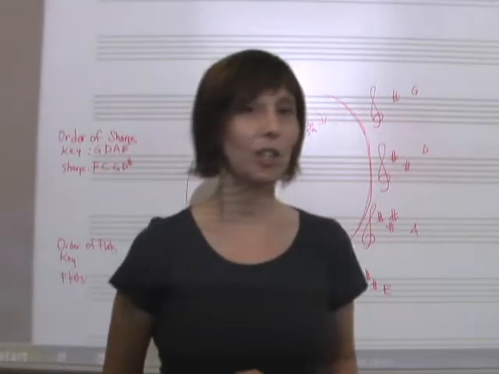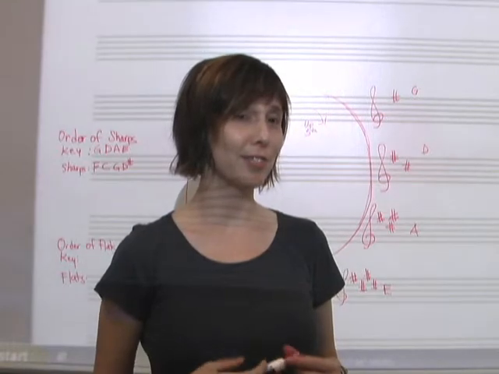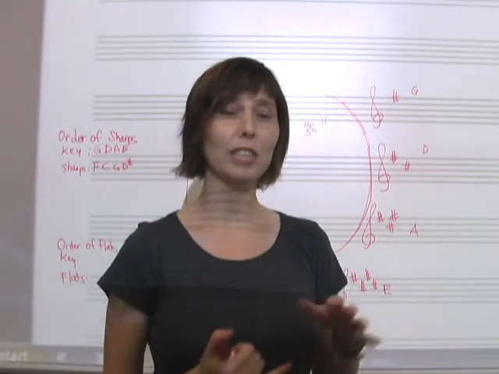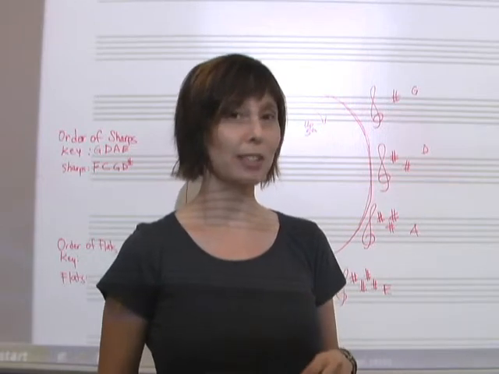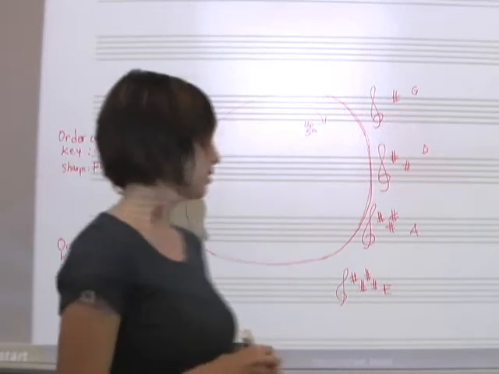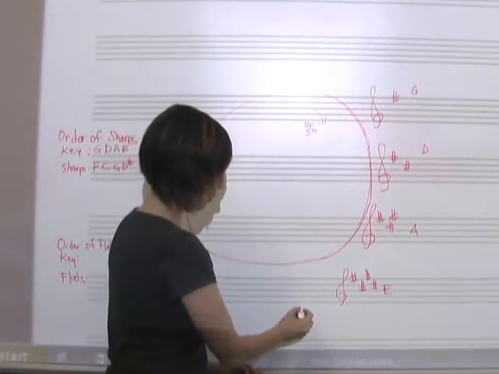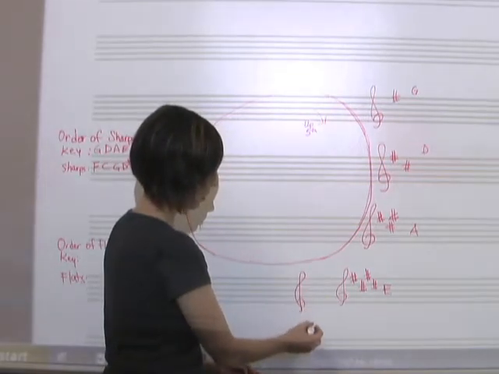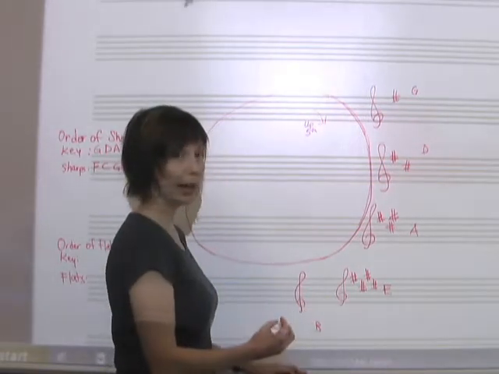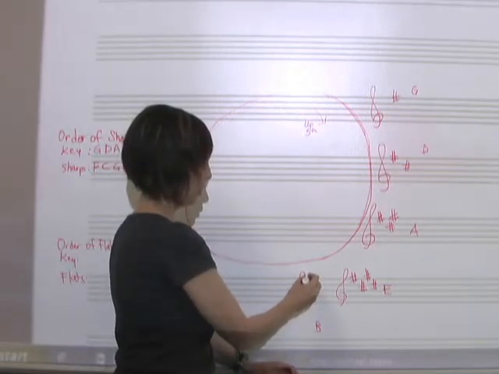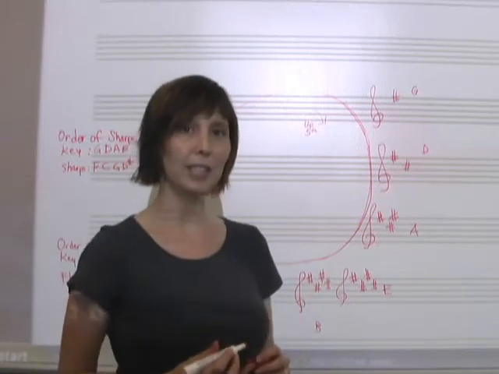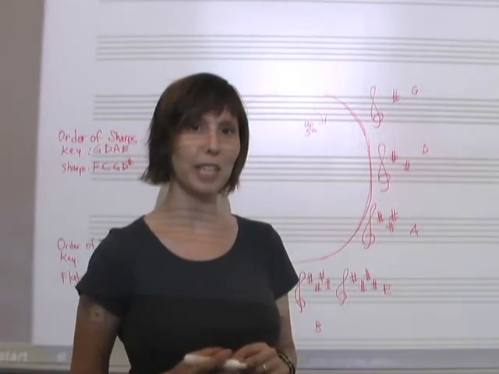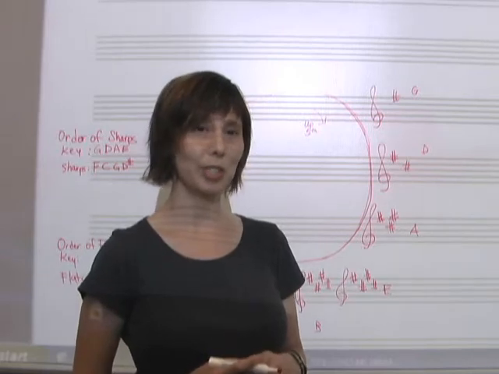Which key will have 5 sharps in it? Again, let's count. E, F, G, A, B. B is going to have 5 sharps. So my key signature for B will have F sharp, C sharp, G sharp, D sharp, and the note that's a half step below B, which is A sharp.